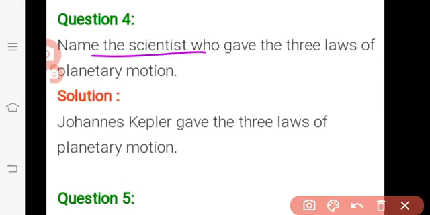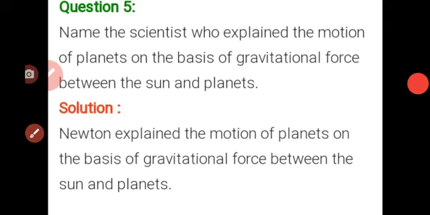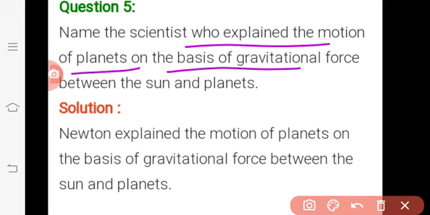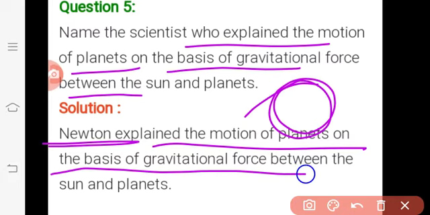Name the scientist who gave the 3 laws of planetary motion. John Kepler gave the laws of planetary motion. Name the scientist who explained the motion of planets on the basis of gravitational force between the sun and planet. That is Newton's law of gravitation, based on the motion of planets on the basis of gravitational force between the sun and the planet.